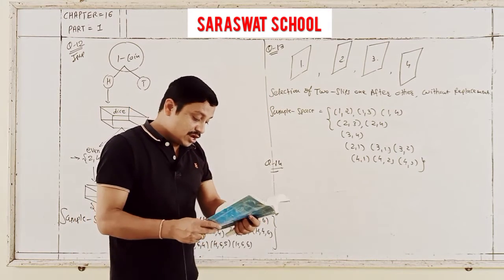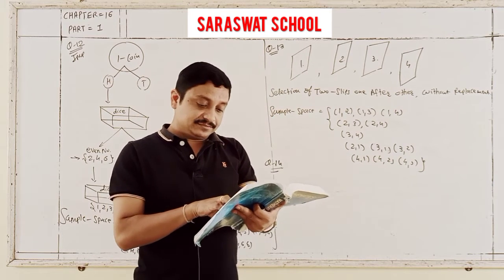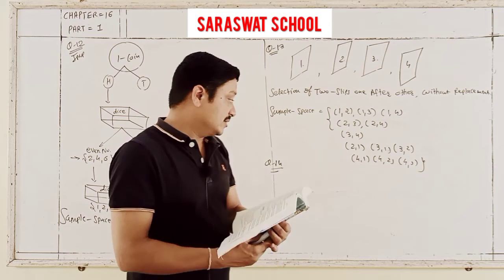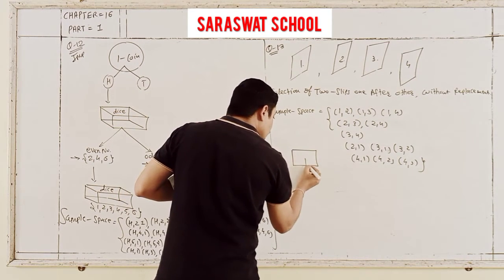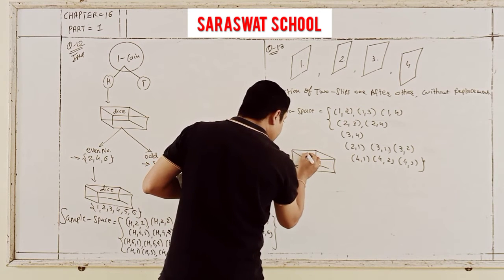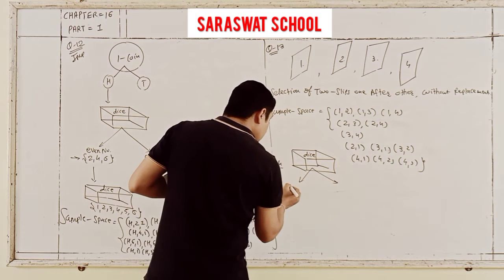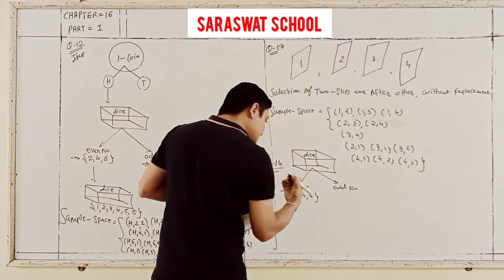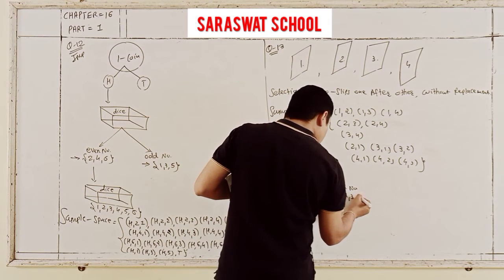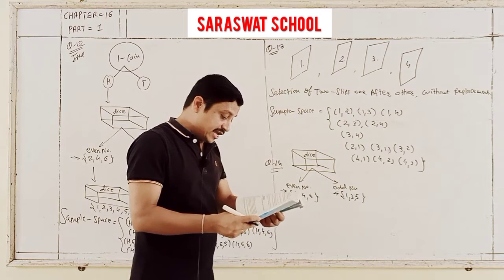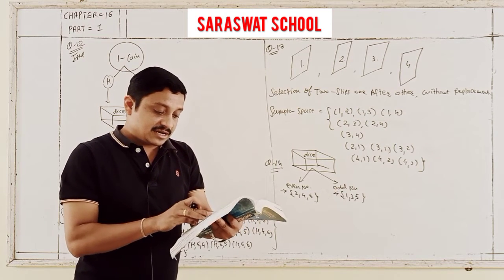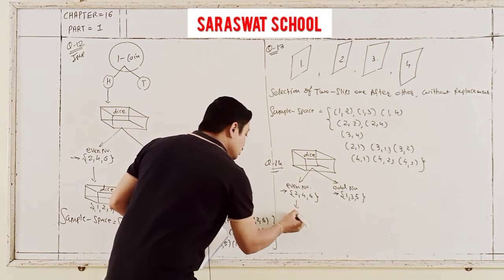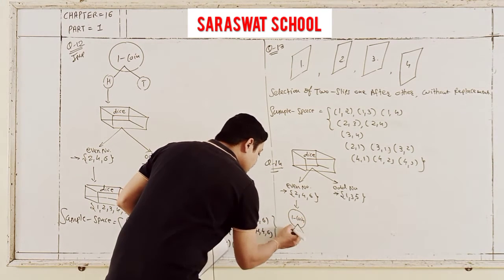Now question 14. An experiment of rolling a die and then tossing a coin once. First of all, dice numbers you have known, total odd and even. Even numbers are 2, 4, 6, and odd numbers are 1, 3, 5. Again I read the question: an experiment of rolling a die and then tossing a coin once. If the number on the dice is even, means here we will toss the coin, head or tail.